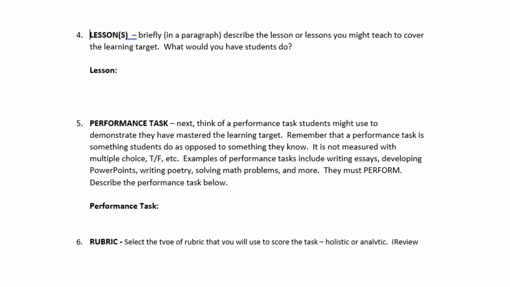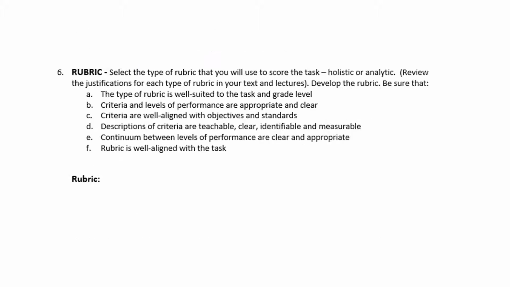The last thing you have to do is to select a rubric. You should select the type of rubric that you will use to score the task. It can be a holistic or an analytic rubric, but you should think about the justifications because you're going to have to write about that next. Your textbook has some really good justifications about when you could use either type of rubric.